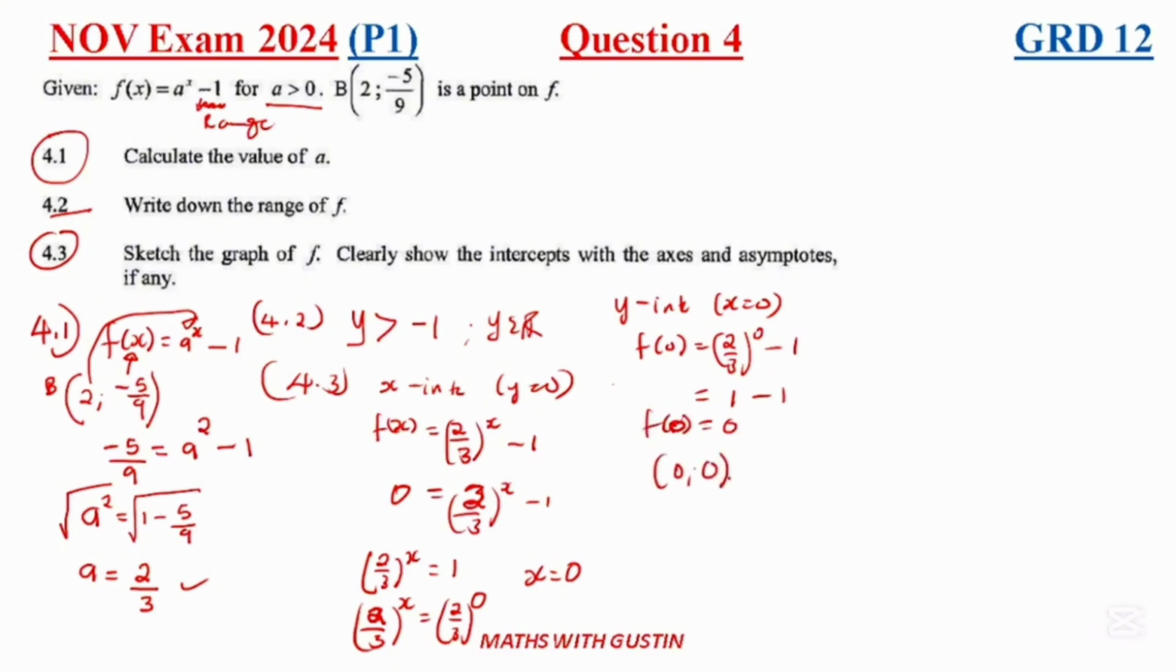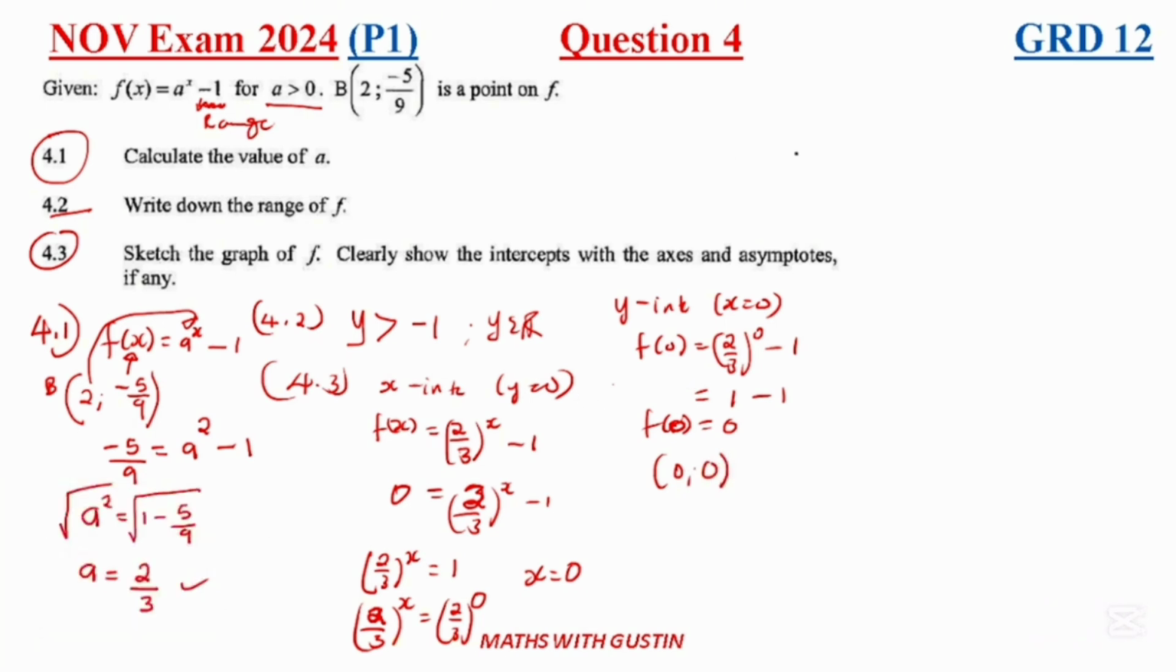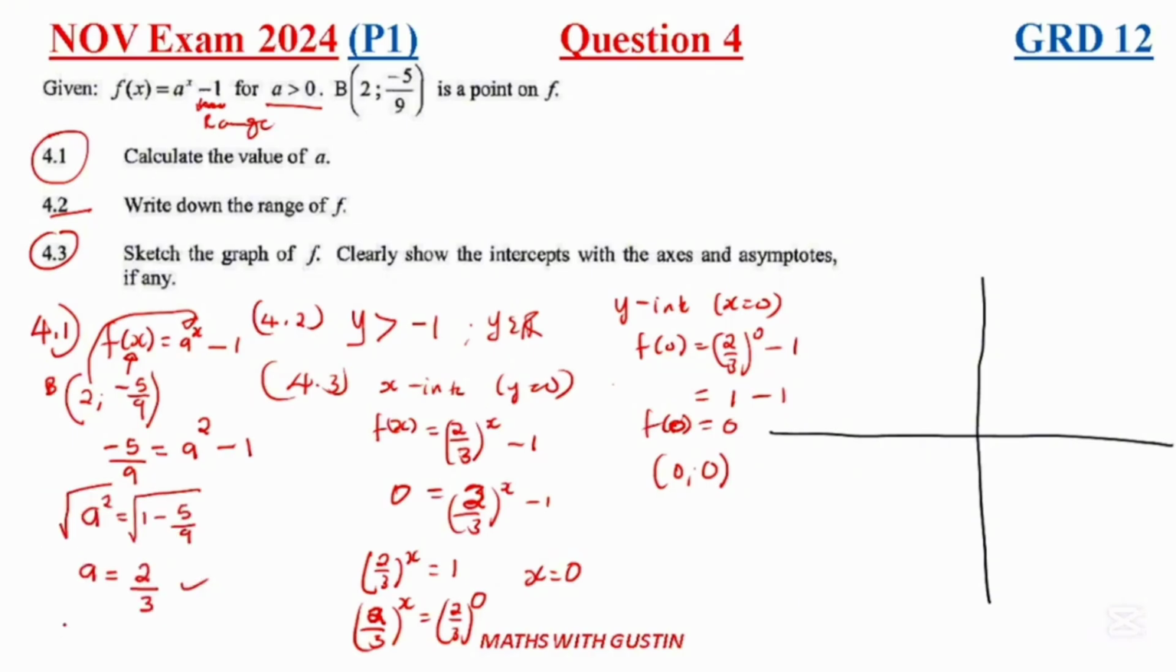So we can therefore come and plot our graph here. Now we're going to clearly show the line of asymptotes and also the intercepts as well. We're going to indicate the line of asymptotes as negative 1. This is the line of asymptotes, it's y equals negative 1, guys.